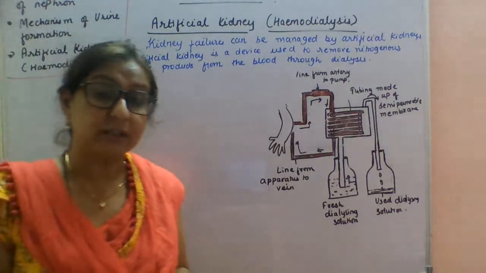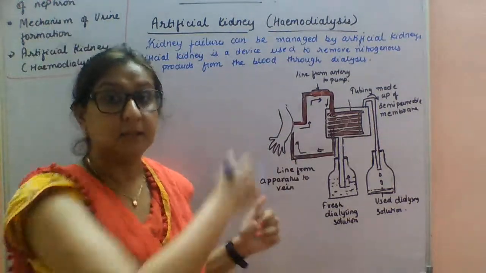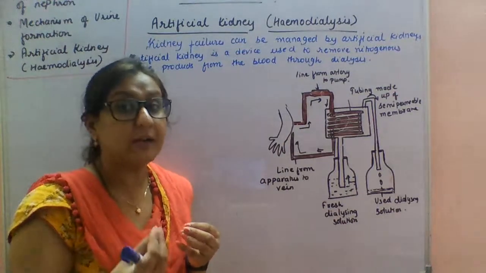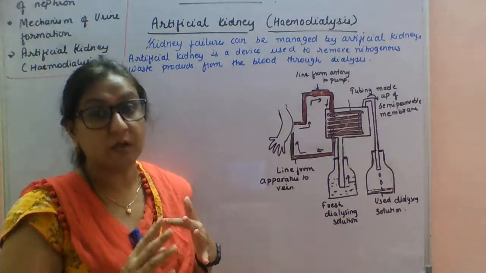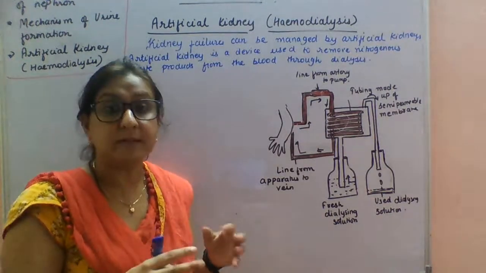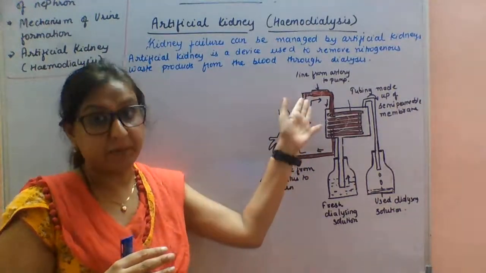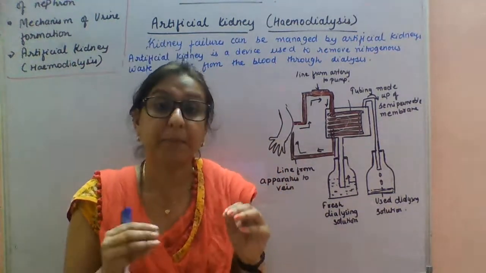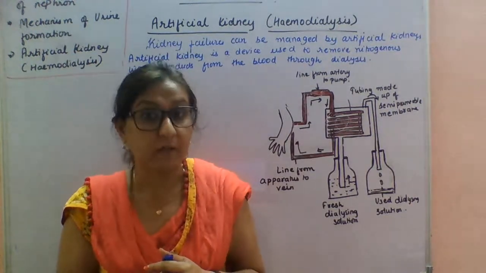What happens in the artificial kidney? What is the process of hemodialysis? See here, the blood is taken out from an artery of the patient. First, we have to lower down the pressure of the blood, because obviously in the artery the pressure of the blood is very high. After lowering the pressure of the blood in this apparatus, we add heparin. Heparin is an anticoagulant which is used to prevent the clotting of the blood.